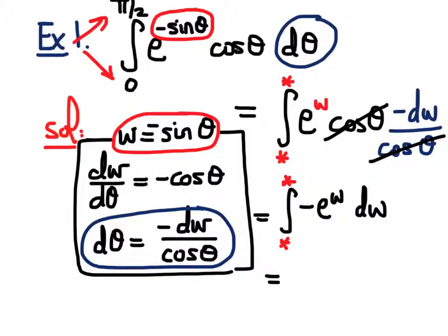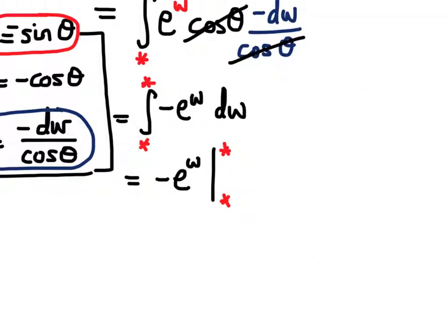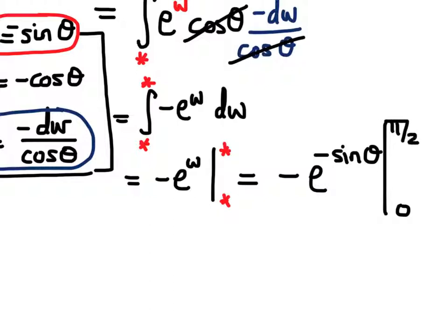And finally, we evaluate this integral with basic rules. So we have negative e to the w. We won't need our integration constant here because it's a definite integral. And this is going to range from our asterisk to our asterisk. All right. And finally we go back to our thetas, so we get negative e to w, which is negative sine theta. And at this point we can bring back the bounds from the original problem to finish off this definite integral.